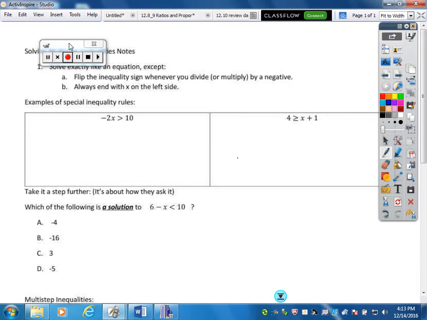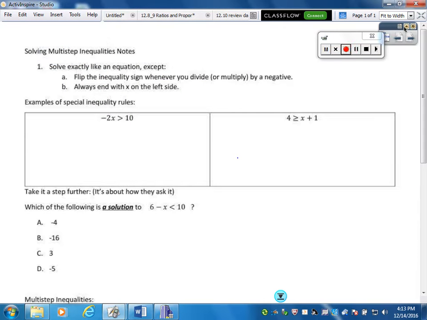Alright, today we are going to learn how to solve multi-step inequalities. Inequalities are very similar to equations, except you need to flip the inequality sign whenever you divide or multiply by a negative, and always end with the x on the left side. That's to help you graph.